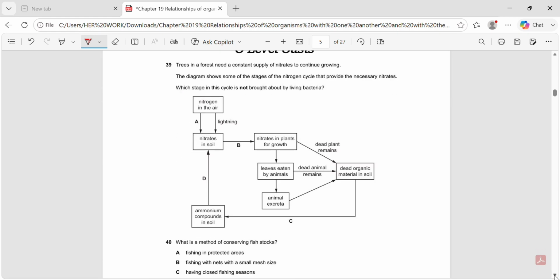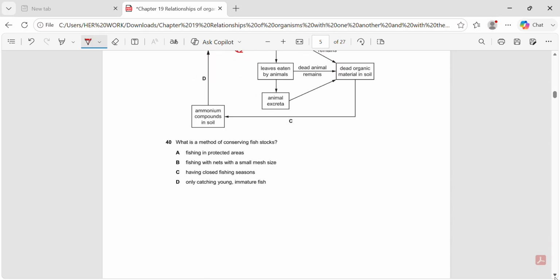Next, question says, trees in a forest need a constant supply of nitrates to continue growing. The diagram shows some of the stages of the nitrogen cycle that provide the necessary nitrates. Which stage in this cycle is not brought about by living bacteria? Carefully think about each stage. Most steps in the nitrogen cycle involve bacteria, such as converting ammonium compounds into nitrates. However, lightning is a natural physical process, not a biological one. It converts atmospheric nitrogen into nitrogen compounds without the involvement of bacteria. Therefore, B is the correct answer.